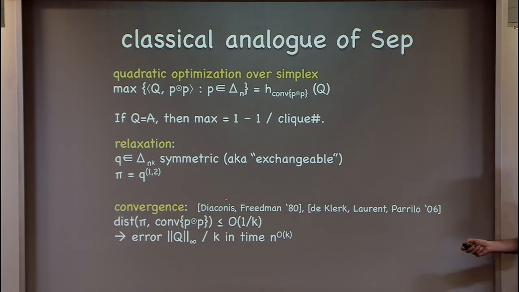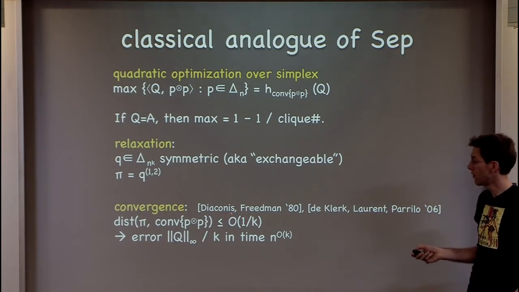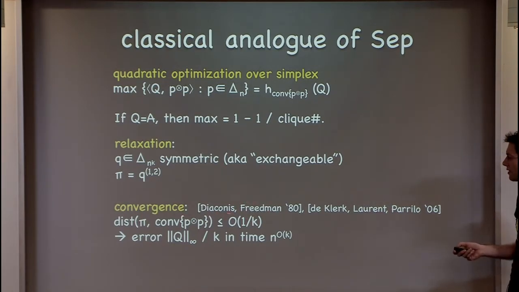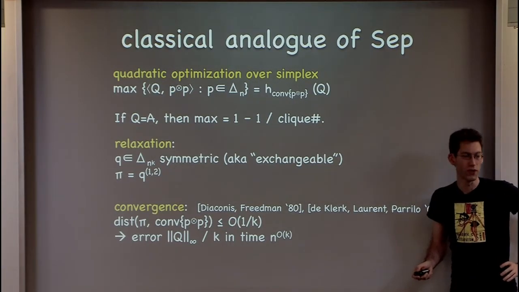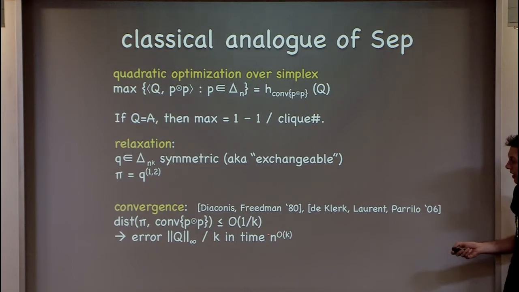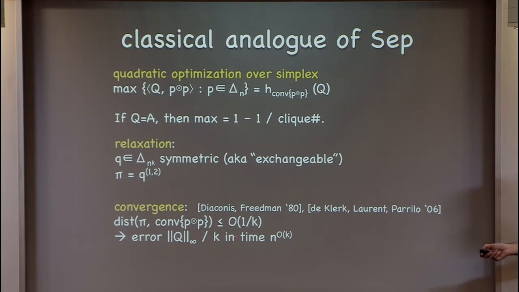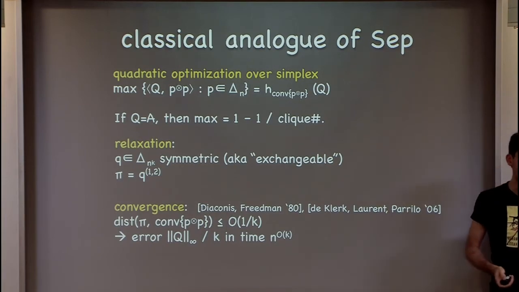This was proved actually almost 35 years ago that this works well, and then Pablo and his co-authors gave a totally different perspective on this with, in some ways, stronger results. These showed that the distance of pi to the convex hull of P tensor P goes like 1 over k. This distance is in the variational distance. So that means if you want to get error that goes like the largest entry of Q divided by k, the runtime is n to the order k.